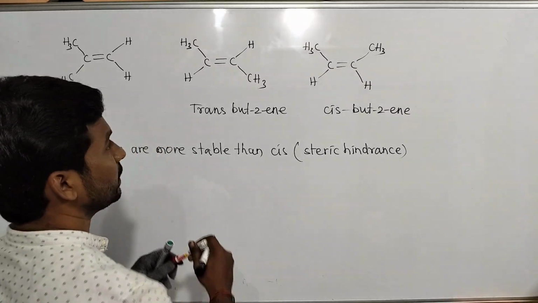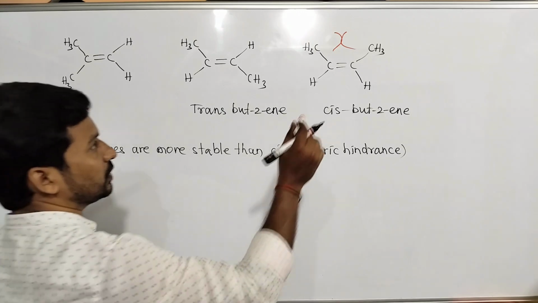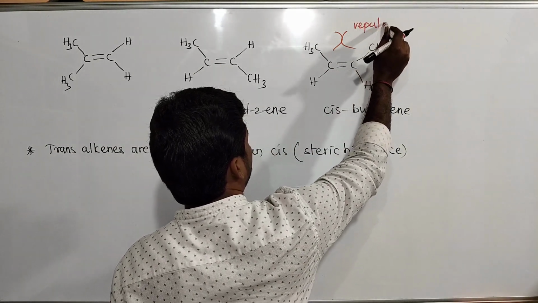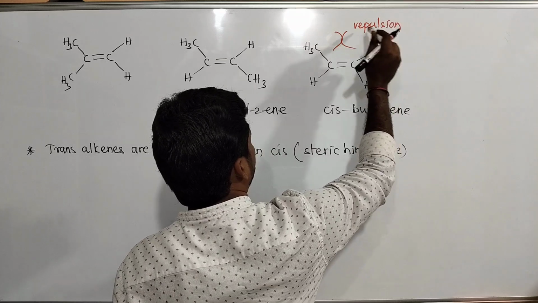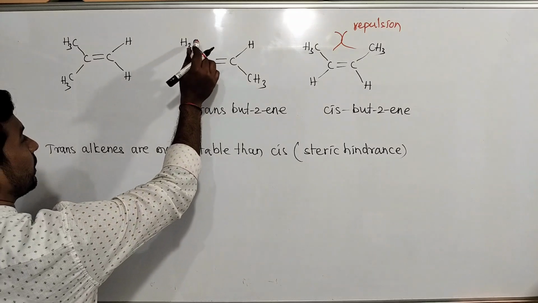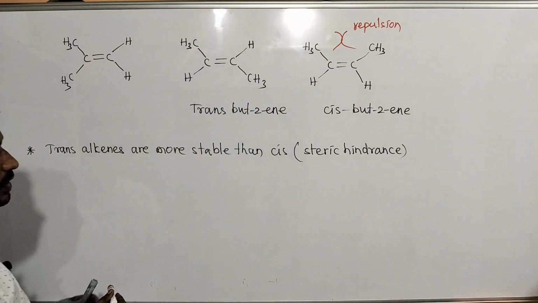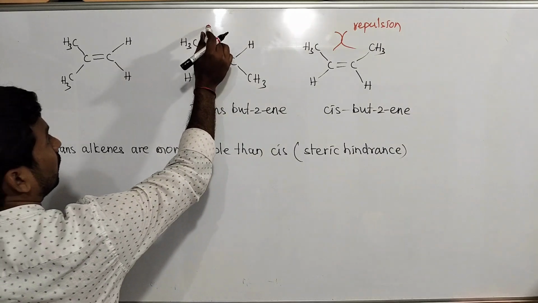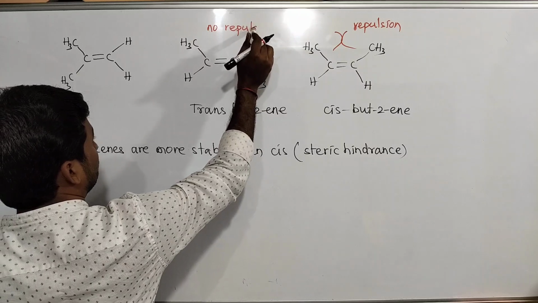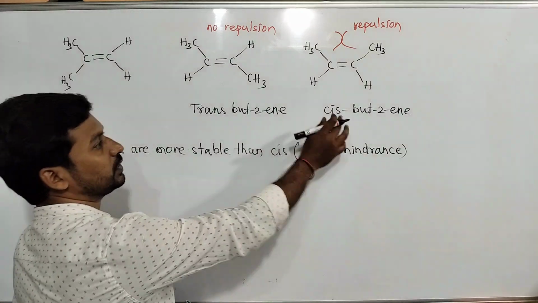Here similar groups are present on the same side, so there is repulsion. Here similar groups are present on opposite sides, so no repulsion. That's why trans is more stable than cis.